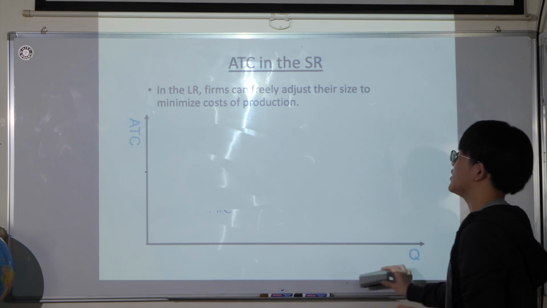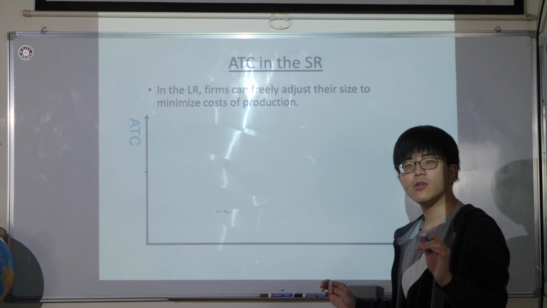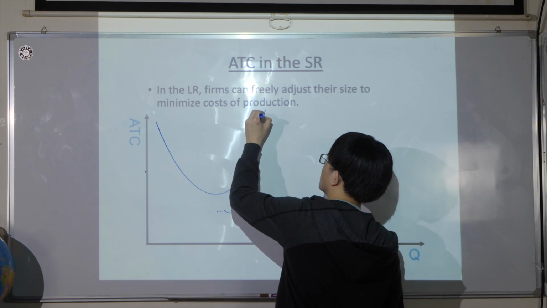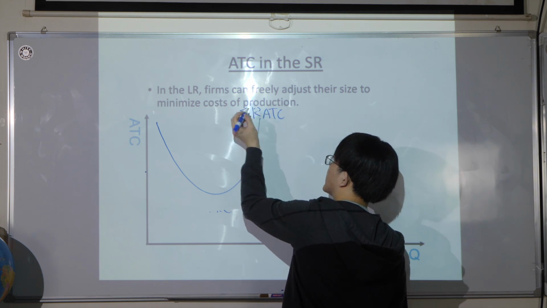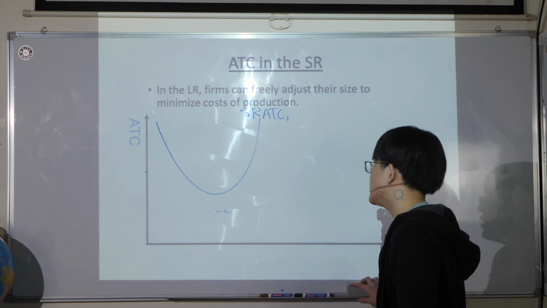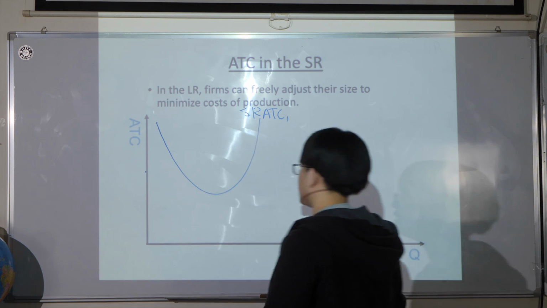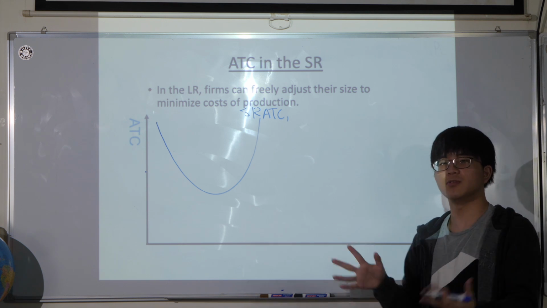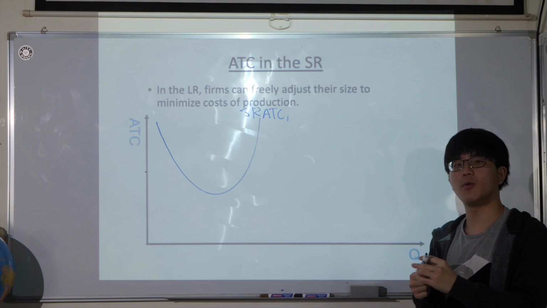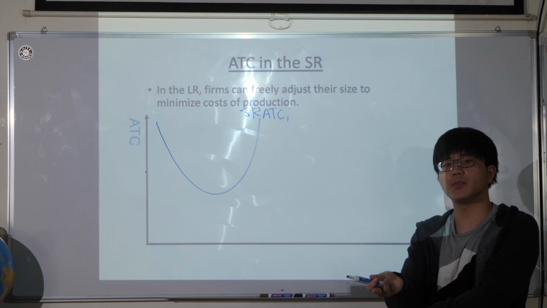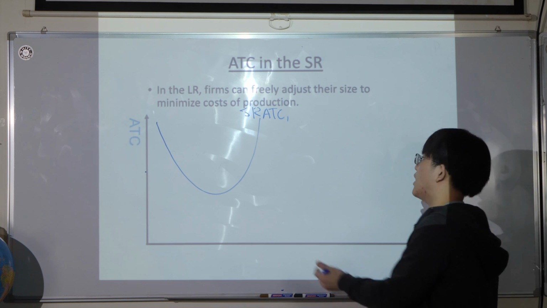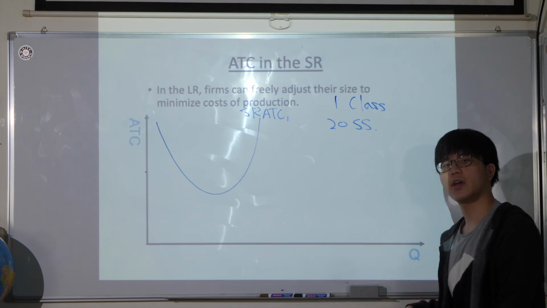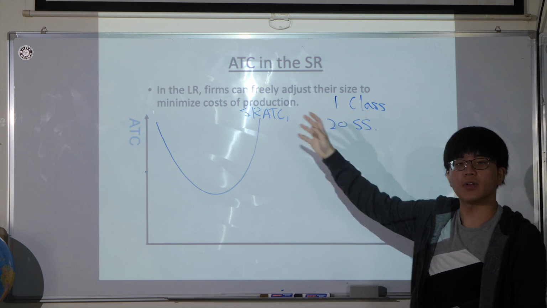And this is quite tricky. First, I will draw how ATC will look in the short run. So this is the one that we know, right? And this is, as I mentioned, short run ATC 1. Okay, I will give an example. I will start my own prep school, and I will have only one classroom to teach 20 students. Okay, in that case, ATC will look like that.